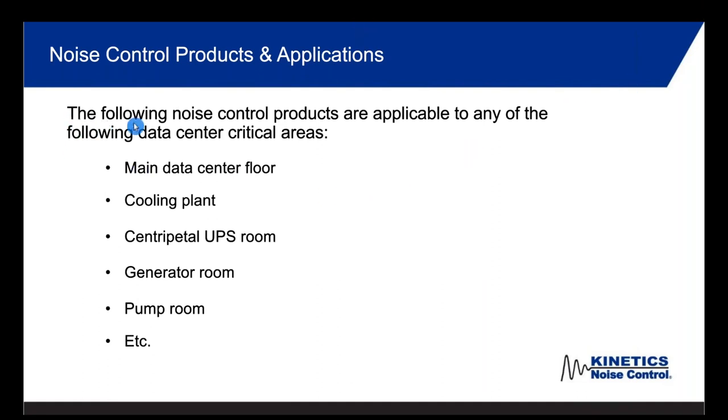So here I would put the following: noise control products are applicable to any of the following data center critical areas. It could be the main data center floor area with all your servers and all your cooling. It could be the cooling plant. It could be a centrifugal UPS room, a generator room, a pump room. All these rooms where noise is being created are where these products can be applied.